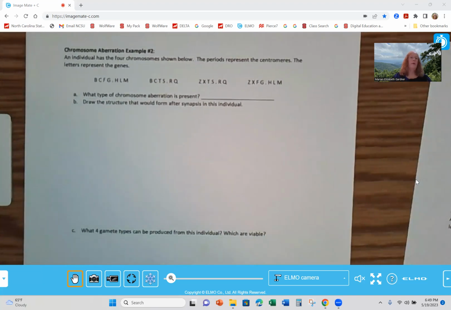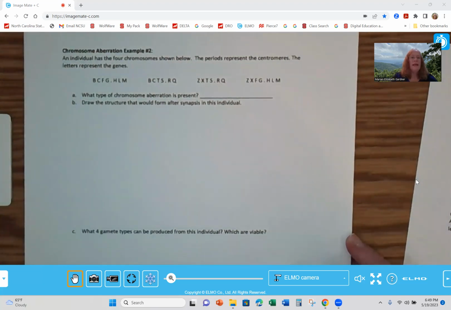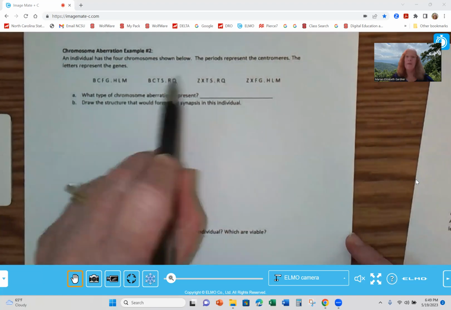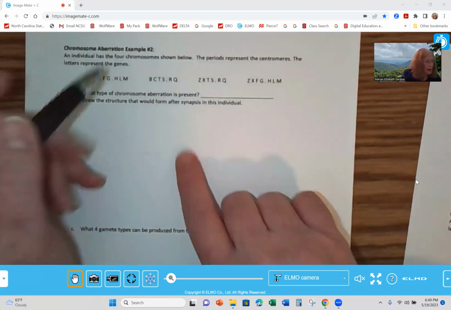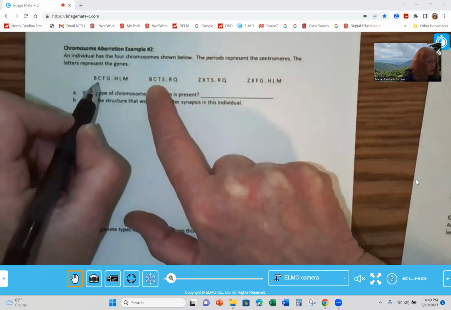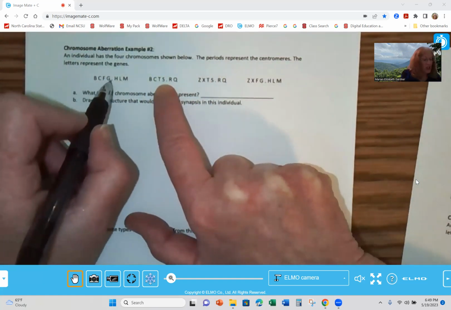Well, this is another chromosome aberration problem. It says that an individual has the 4 chromosomes shown there, where the periods represent the centromeres. This time there really are 4 chromosomes, and you want to find out what kind of chromosome aberration you have. Well, let's see. If I look at these first 2, they both start with BC, but then they change.